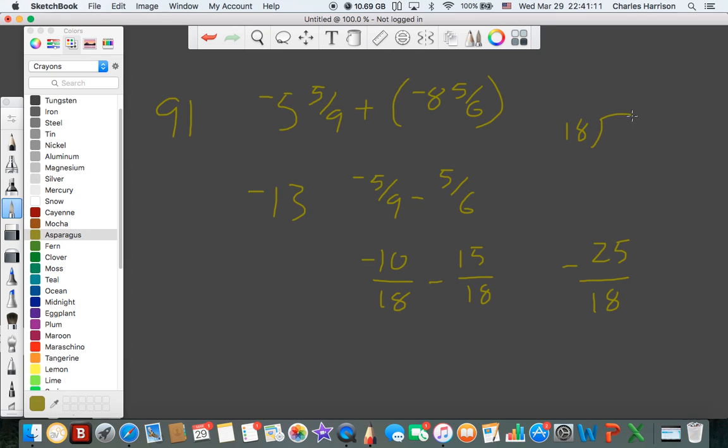So 18 goes into 25 how many times? It goes into it once, 18, and then 25 minus 18 is 7. So this is all negative, right? So now this 1 is really a negative 1. Remember, we had a negative 25 18ths. So that's added to the negative 13, so that's negative 14 now. And then the 7, which is the remainder, becomes the numerator, and the 18 remains the denominator. So it's negative 14 and 7/18.